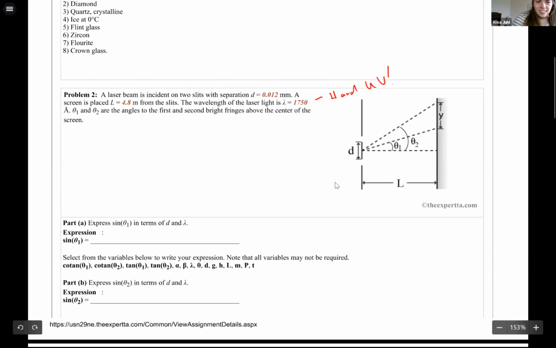So a laser beam is incident on 2 slits with a separation of 0.012 millimeters. A screen is placed 4.8 meters away. Clearly the scale in this picture is not a correct scale.